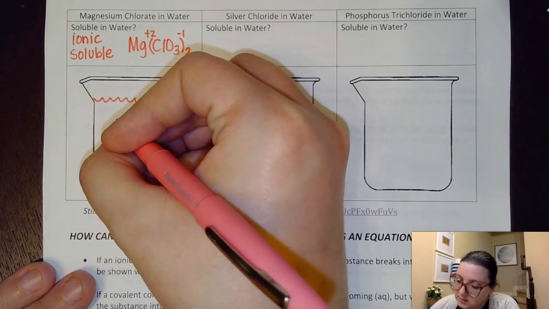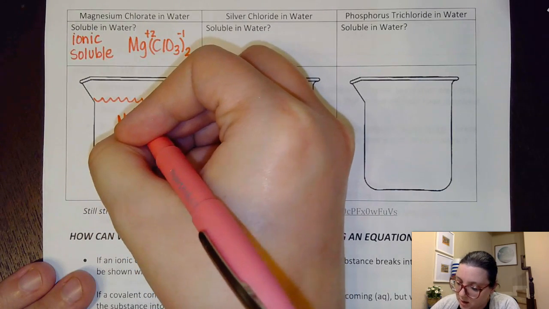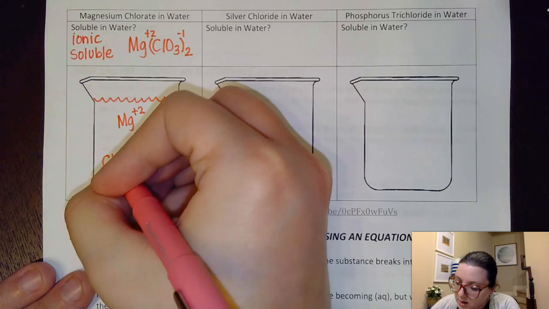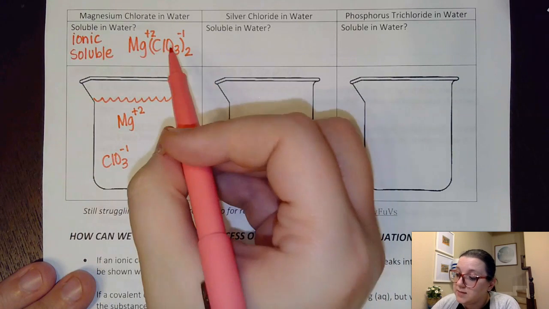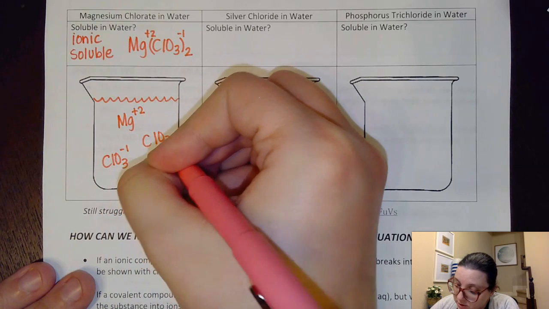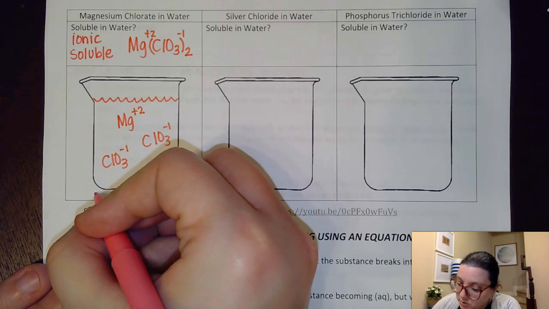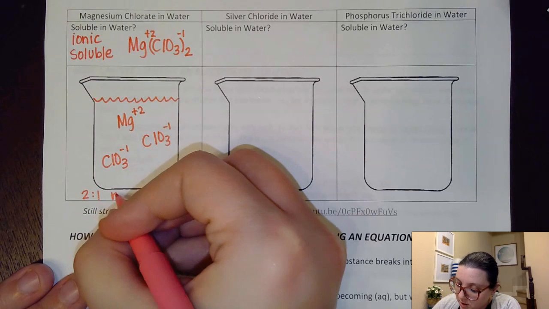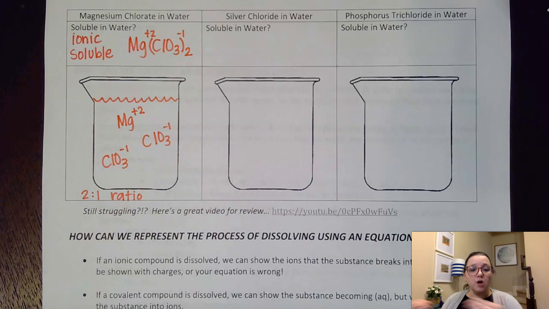And so what I'm going to do in this solution is draw some magnesium ions and some chlorate ions. Because I have 2 chlorates for every 1 magnesium, I'm going to address that ratio here. So notice I am doing a 2-to-1 ratio between those ions. Now, could you draw more of those ions? Sure. You would just need to maintain that ratio. So if you wanted to draw 2 magnesiums, I would need to draw 4 chlorates. If I drew 3 magnesiums, I would need to draw 6 chlorates. But I do want to show that those ions are separated once they've been dissolved in water.